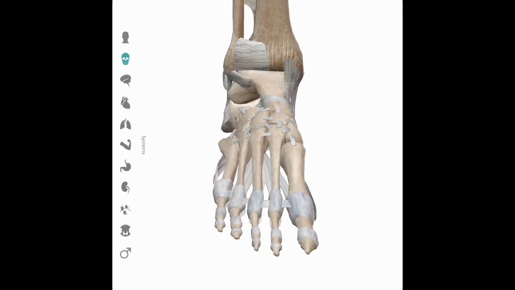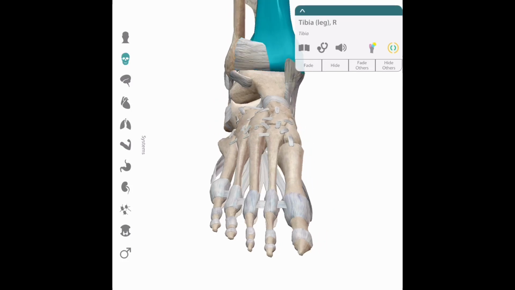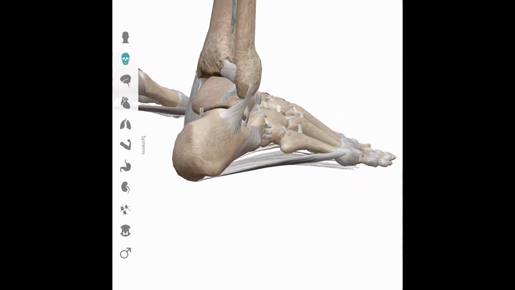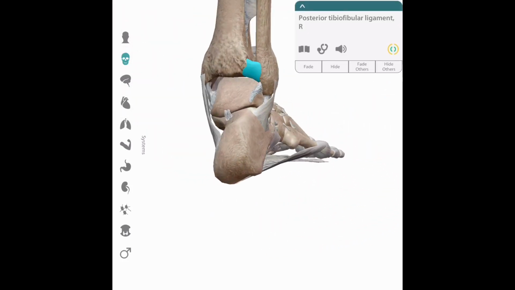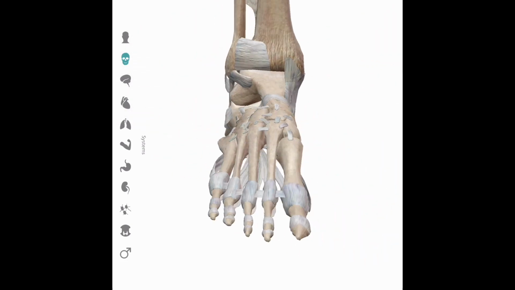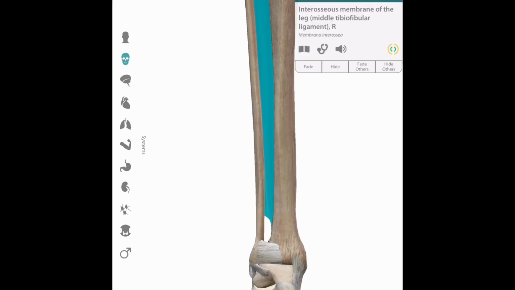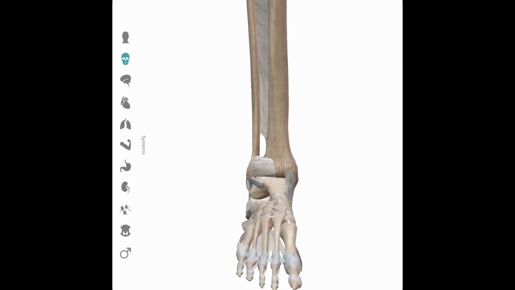causing the injury. The three most commonly injured ligaments in a high ankle sprain are the anterior tibiofibular ligament, which connects the tibia with the fibula on the anterior front part of the ankle, the posterior tibiofibular ligament, which connects the tibia with the fibula on the posterior side, meaning the back side, and this very thick ligament that runs from the ankle close to the knee, the interosseous membrane, otherwise known as the middle tibiofibular ligament.